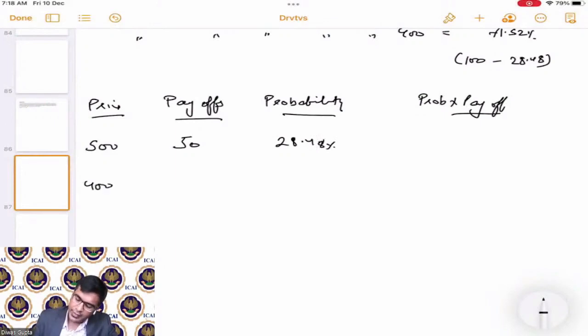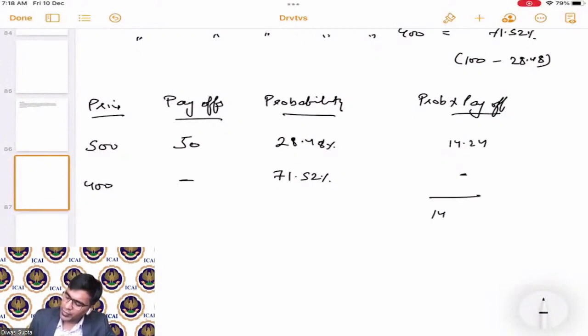Similarly, in case of 400, there will be zero payoff, with probability 71.52%. So this is already zero, and this will be how much? 50 multiplied by 28.48%, so 14.24. 14.24 is the total probability adjusted payoff, correct?